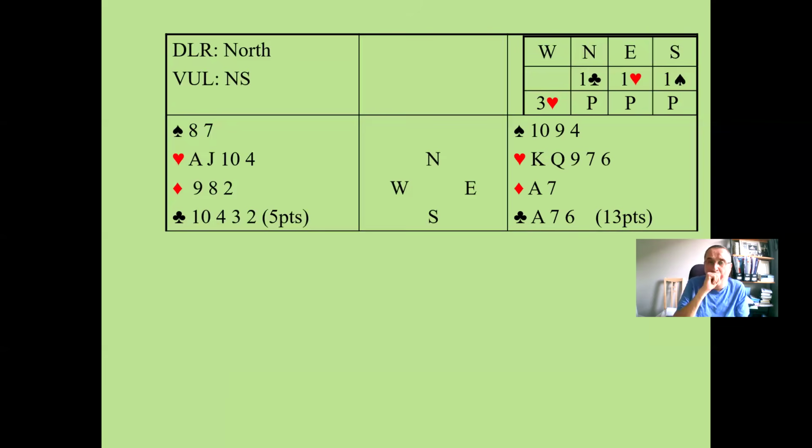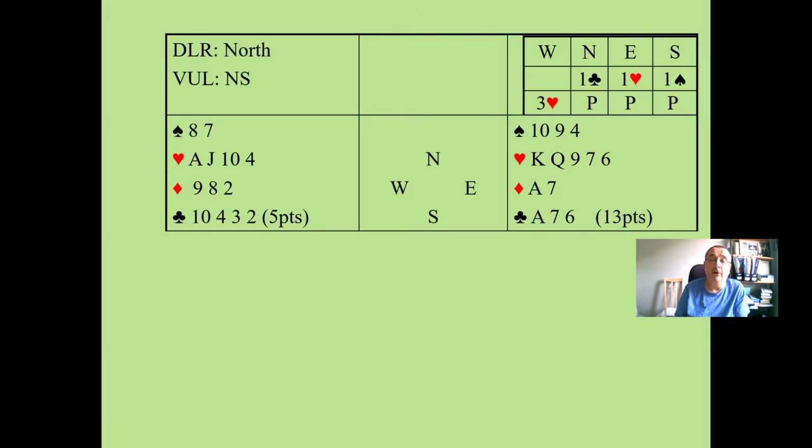Now, if we look at the two hands together, you can see you're probably not going to make three hearts because you're going to lose two spades, a diamond, and probably two clubs. So looks like we're probably going to lose five tricks and probably go down one. But that might be a good result for you.